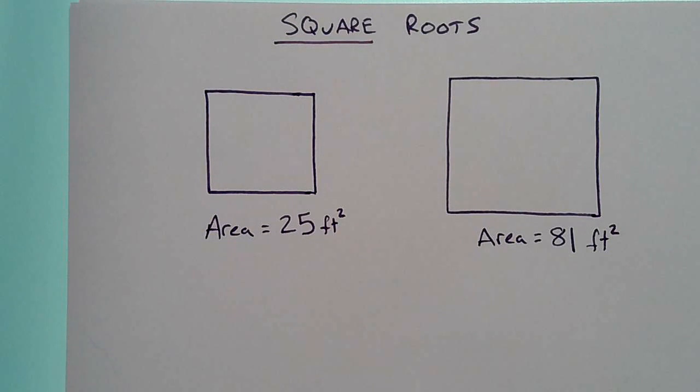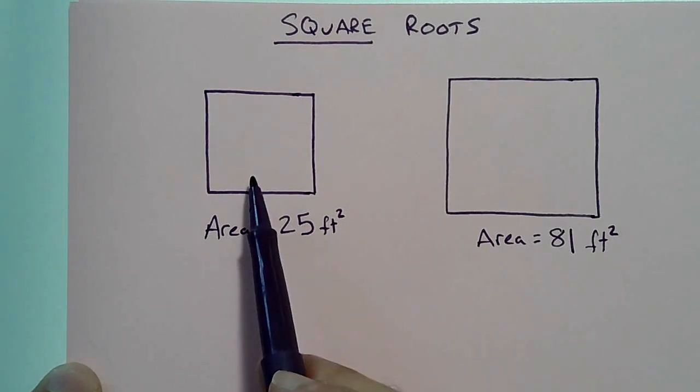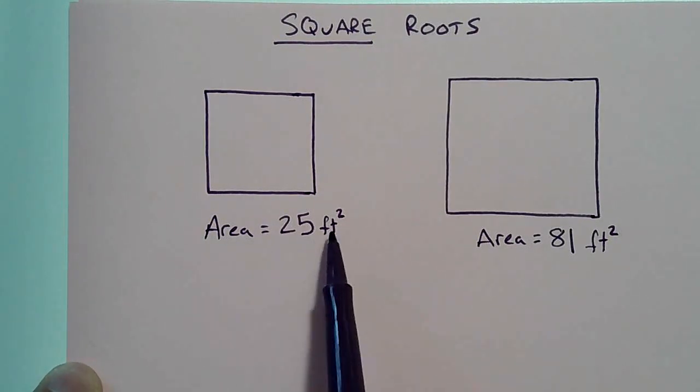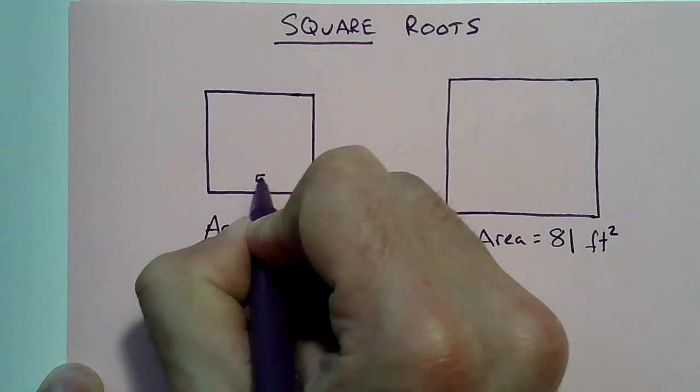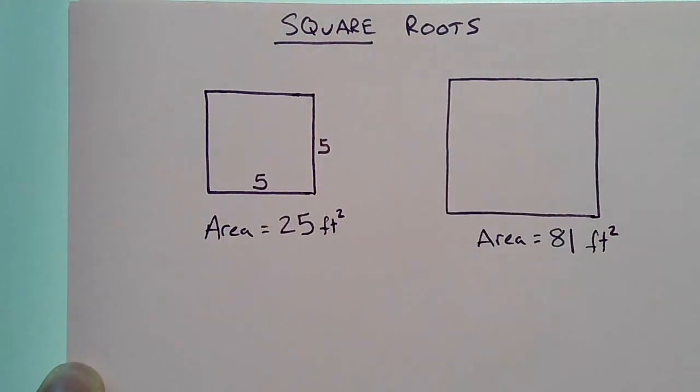Right? When we think of a square, it's a four-sided shape, a quadrilateral, where all sides are equal. And when we think about finding the area of a square, we're taking a side times a side. So that side and side we know are the same length. So if I was looking at this square that has an area of 25 feet squared, I want to think what value or what number multiplies by itself to make 25. That would give me a square of length 5. 5 times 5 is 25.